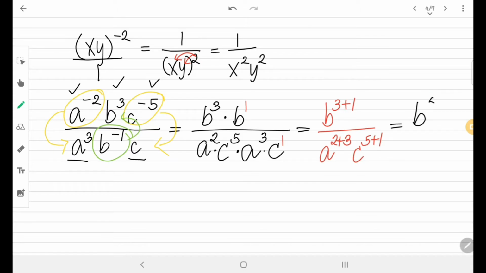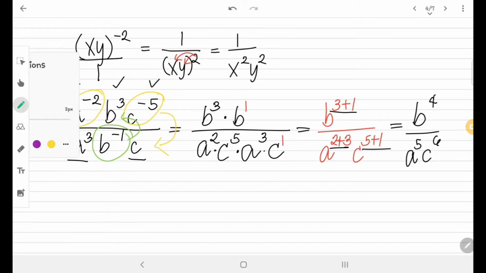Okay, so we have b raised to 4 over a raised to 5, c raised to 6. Ayan, yan yung naging final answer, kasi ito, 3 plus 1 is 4, 2 plus 3 is 5, and 5 plus 1 is 6. Ayan. So, ganun kapag negative yung exponent.